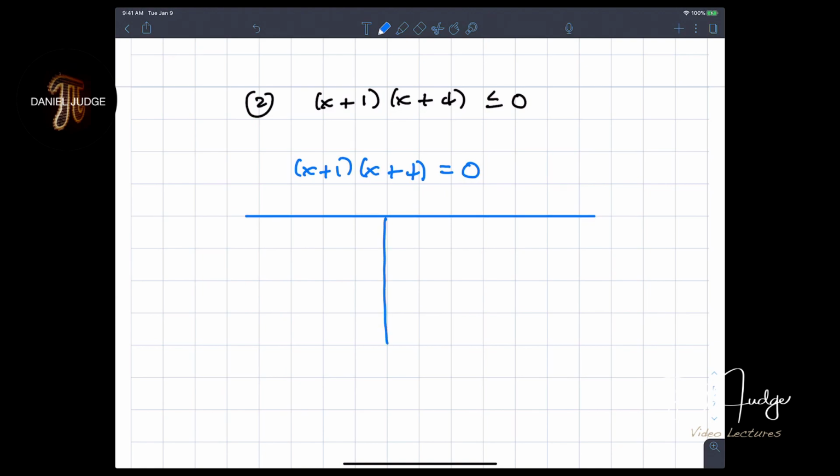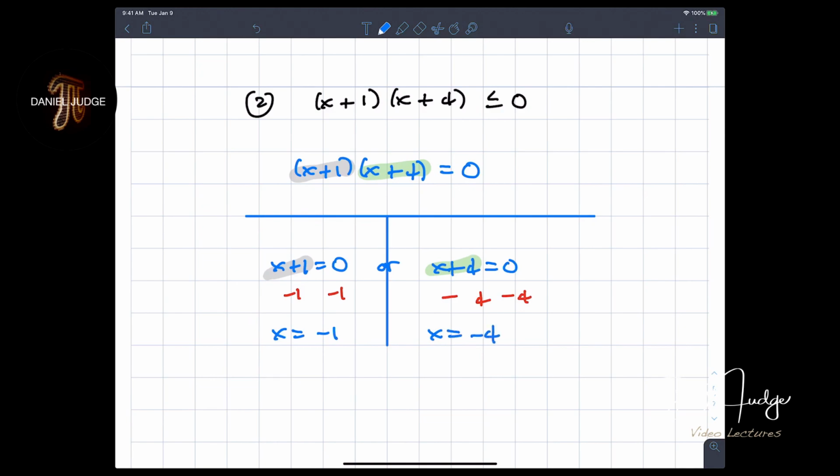The zero product rule means the first term is 0 or the second term is 0. This is what happens when you multiply. So you say, what am I multiplying? X plus 1 times x plus 4. X plus 1 is 0. X plus 4 is 0. Subtract 1. Subtract 4. X is negative 1. X is negative 4. Both of these are solutions.